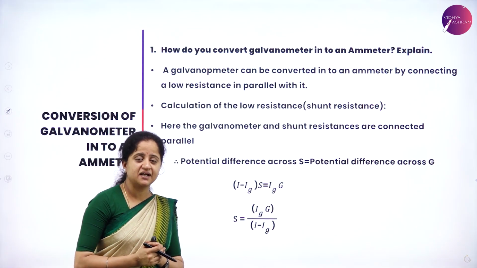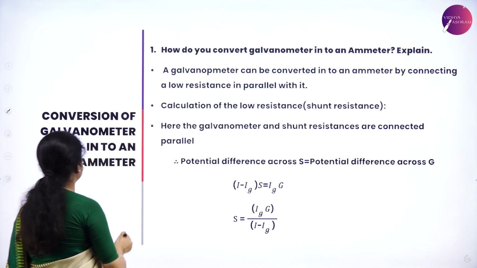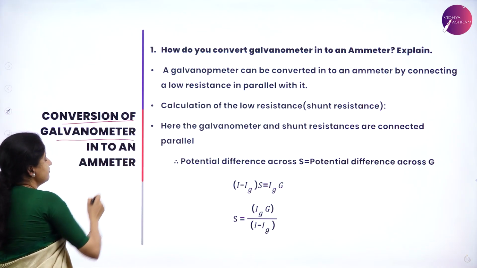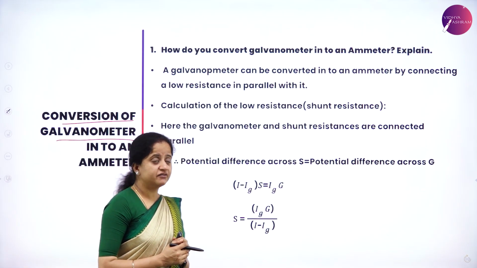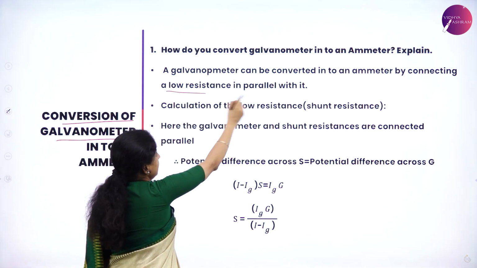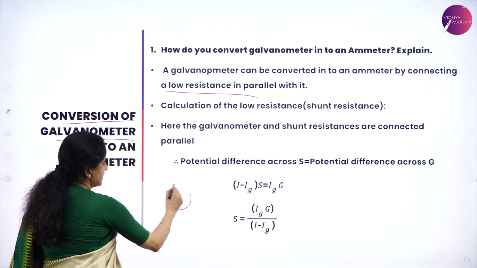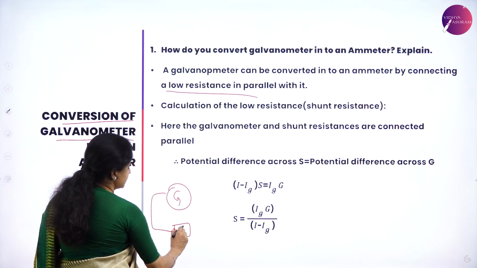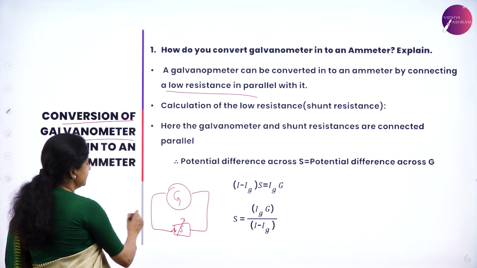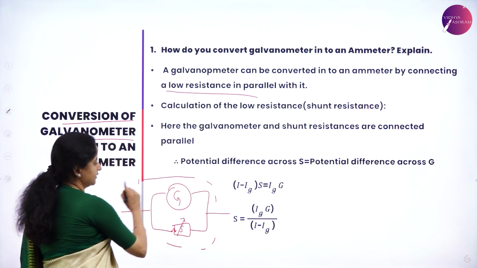Let us now understand how this galvanometer can be converted into an ammeter. So our next topic is conversion of galvanometer into ammeter. A galvanometer can be converted into an ammeter by connecting a low resistance in parallel, which means suppose I have a galvanometer in any circuit, I can connect a low resistance, which we call a shunt resistance, in parallel to it. So the galvanometer can be successfully converted into an ammeter.